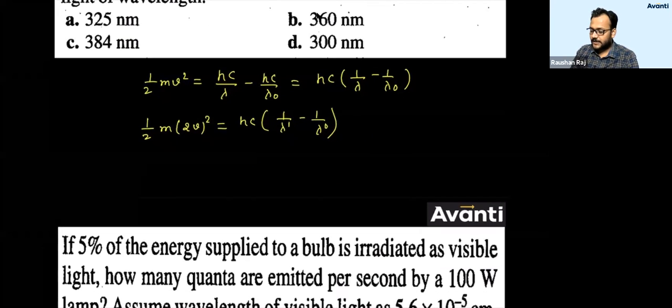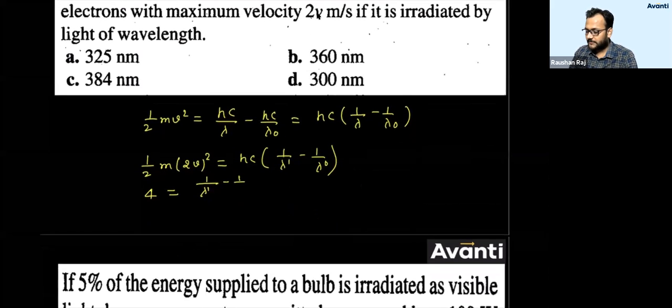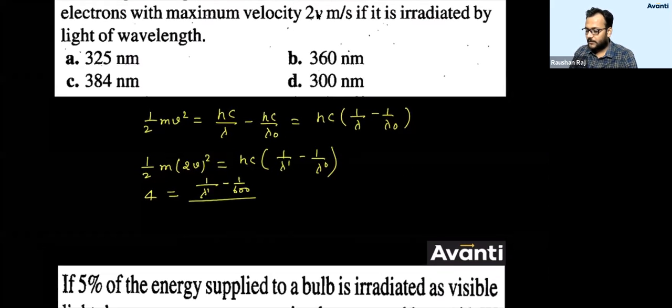So if you divide it, I'll get 4 is equal to 1 by lambda prime minus 1 by lambda naught, how much? 600 divided by 1 by 480 minus 1 by 600. Now solve this part. What is the value of lambda prime we will get? What will be the value of lambda prime? Tell me quickly. I don't think it is 360.